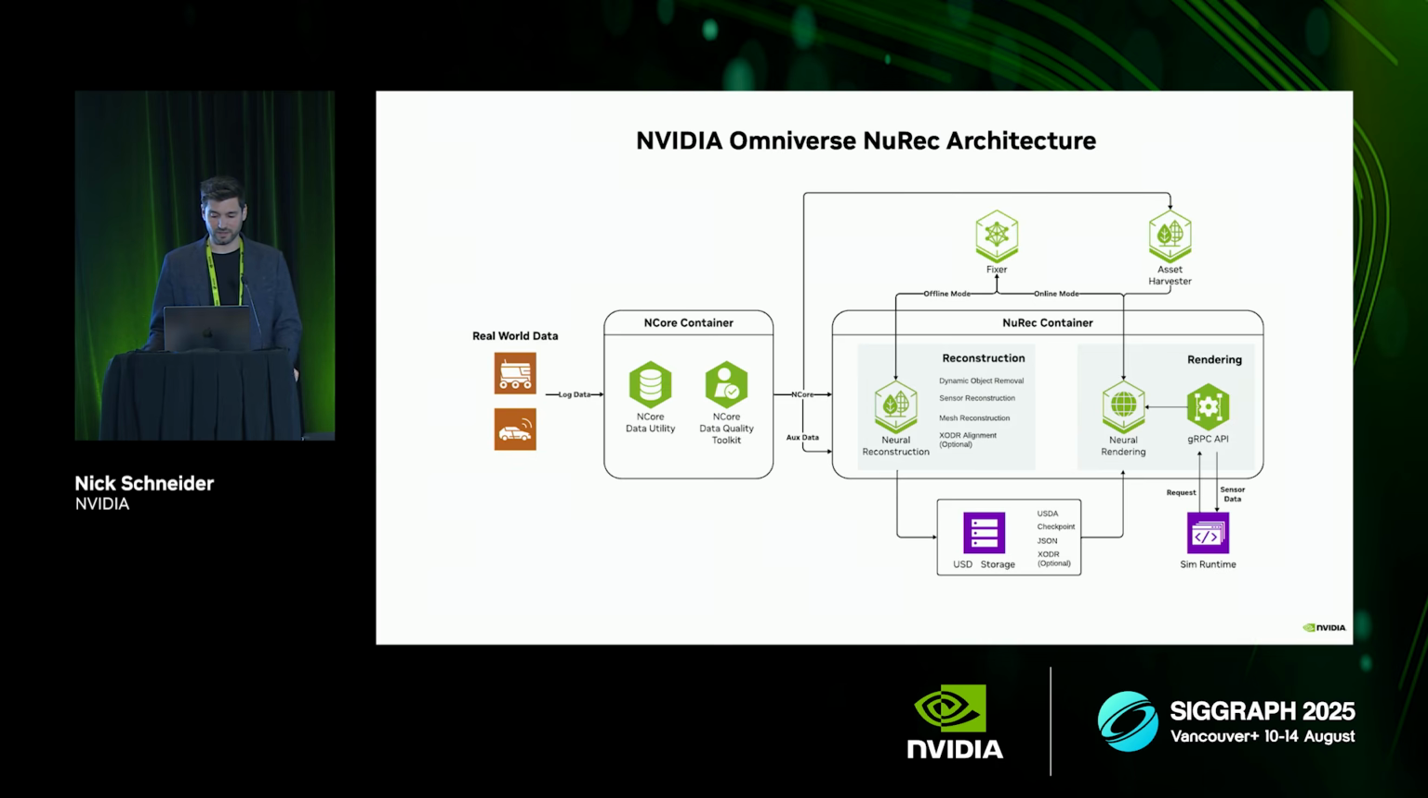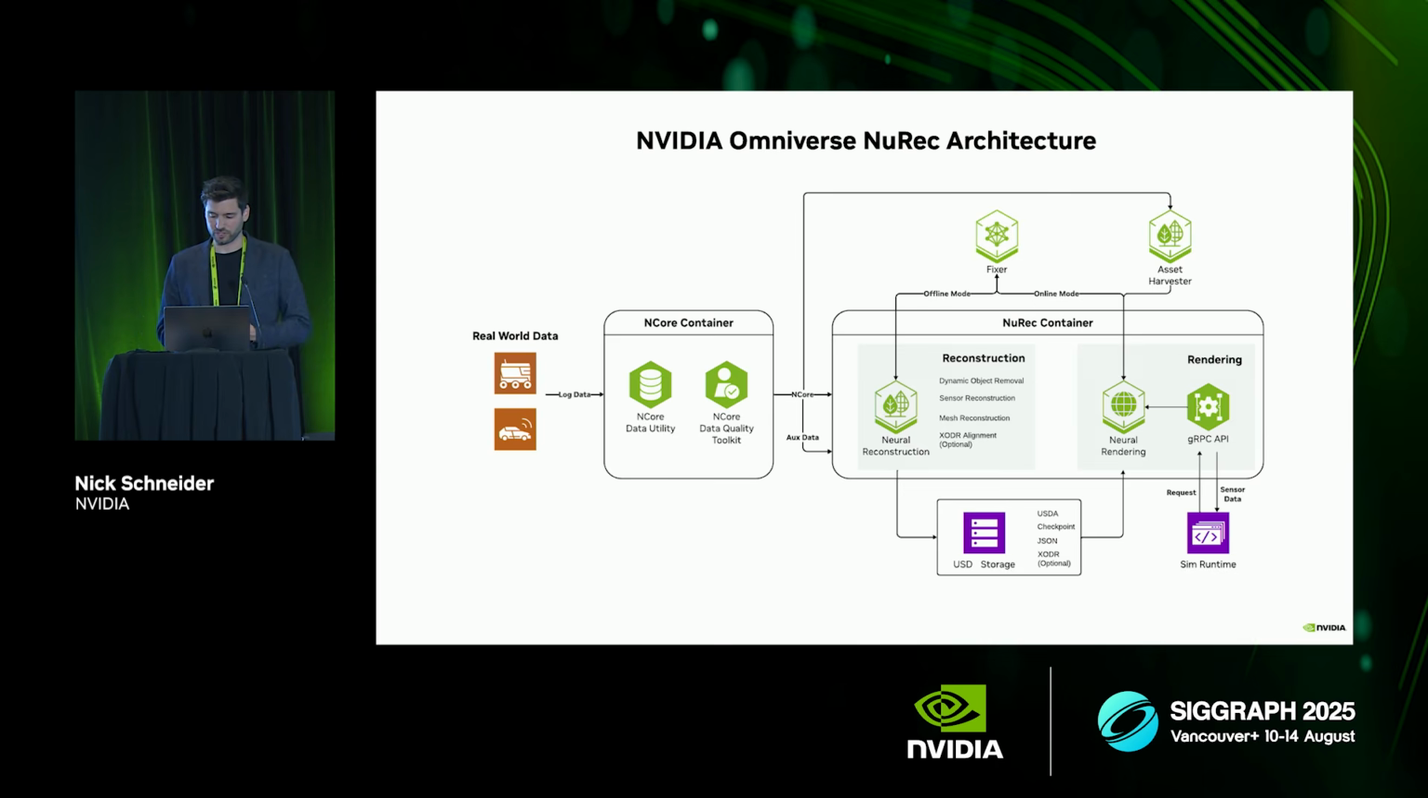The NuRec Asset Harvester allows us to extract objects as Gaussian splats from a scene. This allows you later to build your own asset libraries with Gaussians, extracting really everything from vehicles to pedestrians as assets, and place them later back into the scenarios.